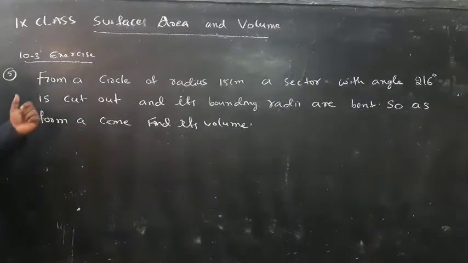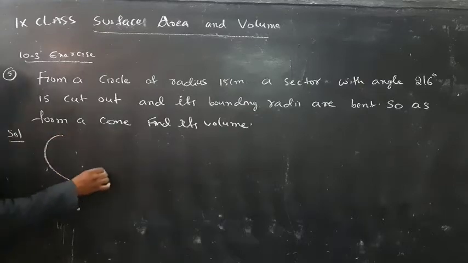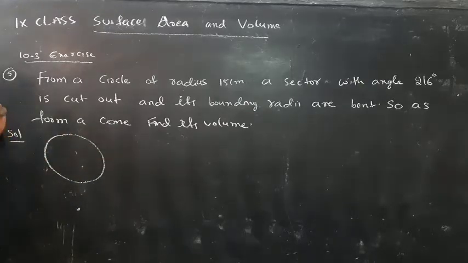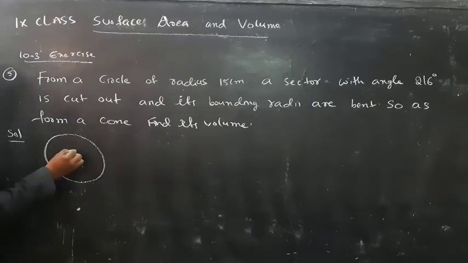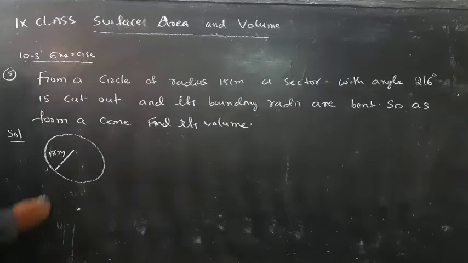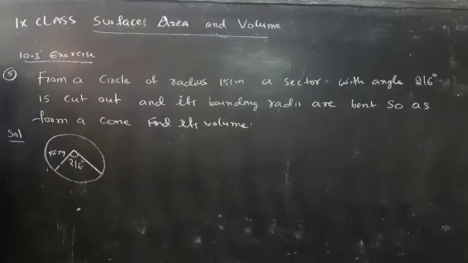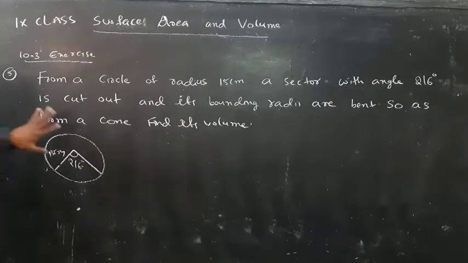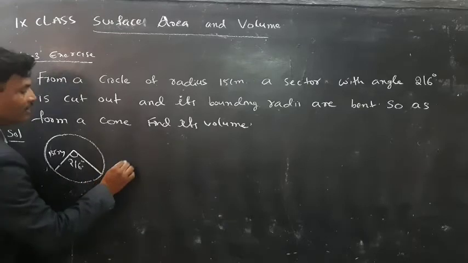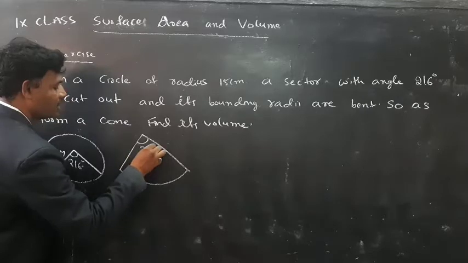Here is one question, from a circle. Solution: here is one circle. From a circle of radius 15 centimeters. What is the radius of the circle? 15 centimeters. A sector with angle 216 degrees is cut out. So from the circle, one sector is removed with angle 216 degrees.